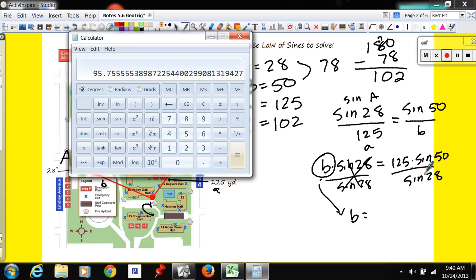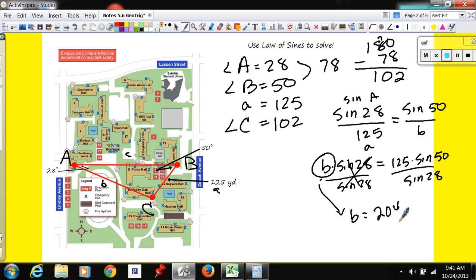I need to take this amount and divide it by the sine of 28. Whoops, my calculator just got weird somehow. 125 times the sine of 50. Do that first. And then I'm going to take this amount and divide it by the sine of 28. So you see how I did this amount divided by the sine of 28 equals, and that's 203.9. Let's just round that to 204 yards, just so we have whole numbers. So b is going to be approximately 204 yards.